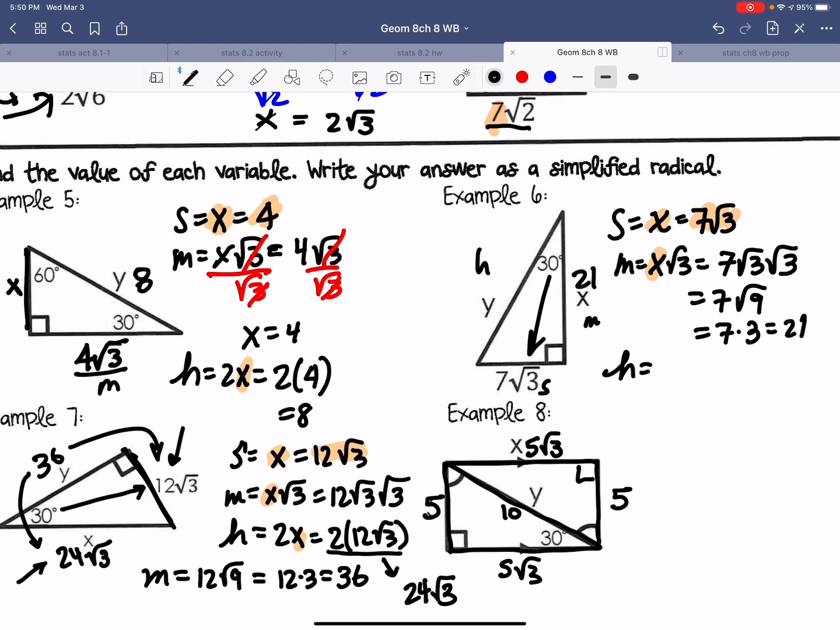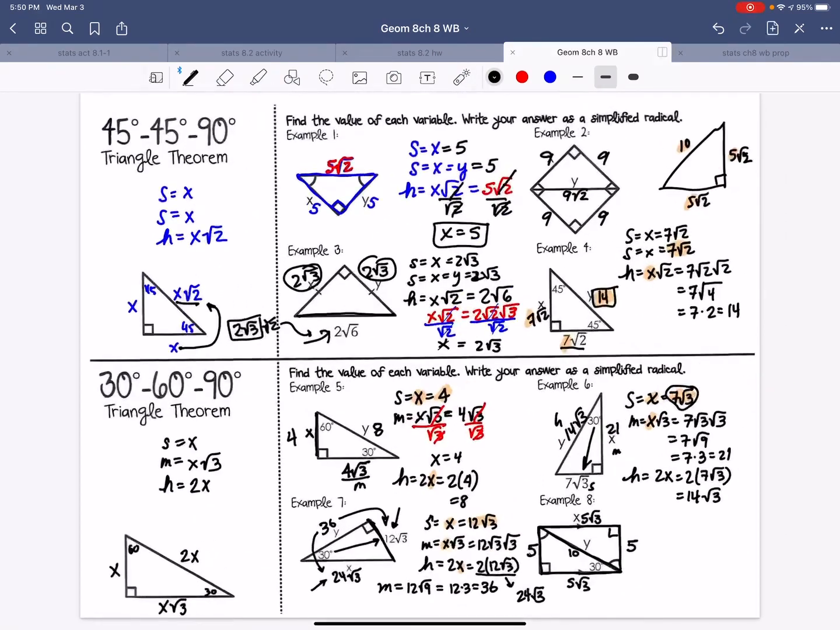Nice. Okay, our hypotenuse is 2 times x. So once again, we could plug that in. So 2 times x, and x here is 7 times the square root of 3. So we get 14 times the square root of 3. Nice. That is your first foldable. Good job, guys.